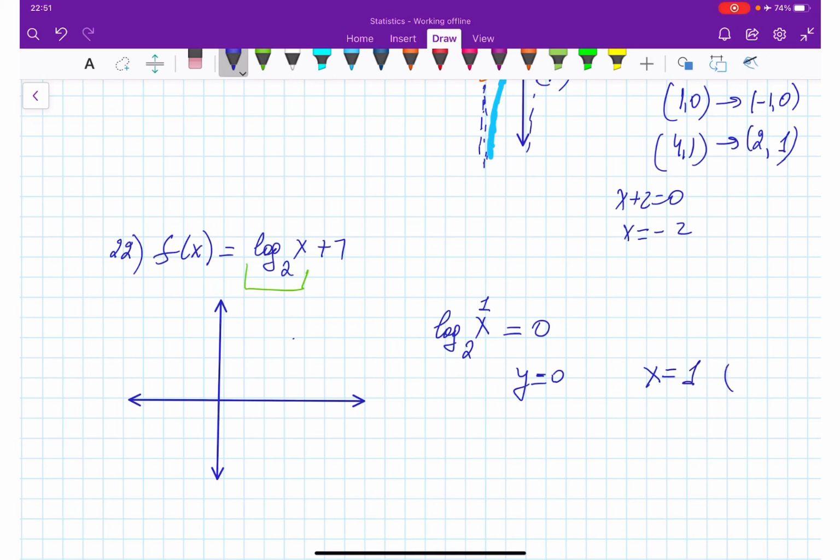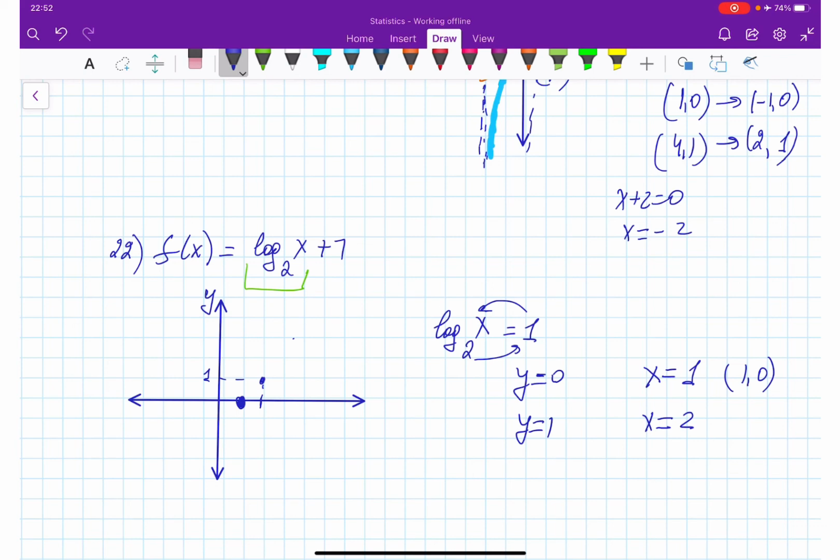Okay, so the first coordinate is 1 and 0. And then the other case, we are going to look at when y is equal 1. Then x is going to be equal how much? 2, right? Because we get 2 to power 1. So these 2 points are enough, because the rest is going to run to the asymptote of y. So x is 1, y is 0. Here is 1 and 0. And the other one is x is 2, y is 1.